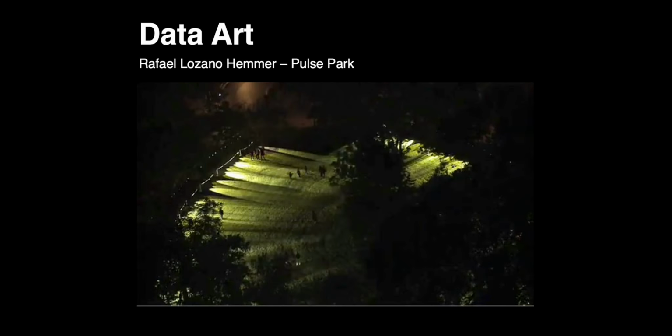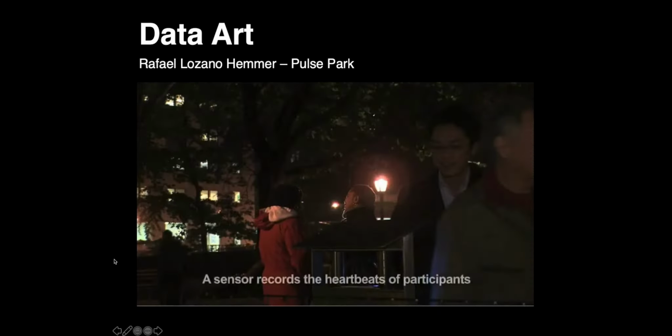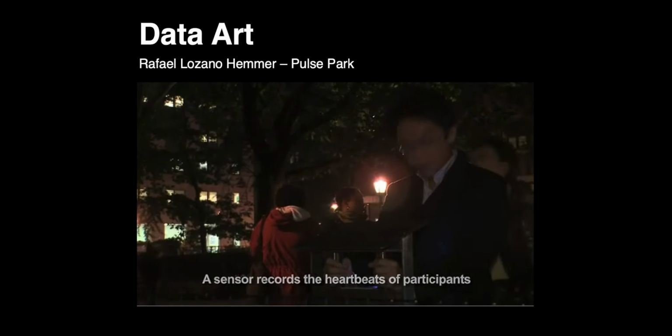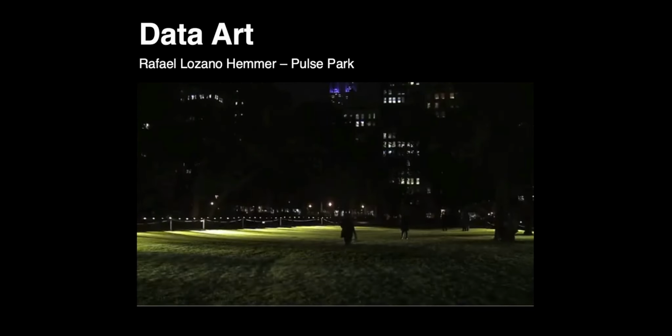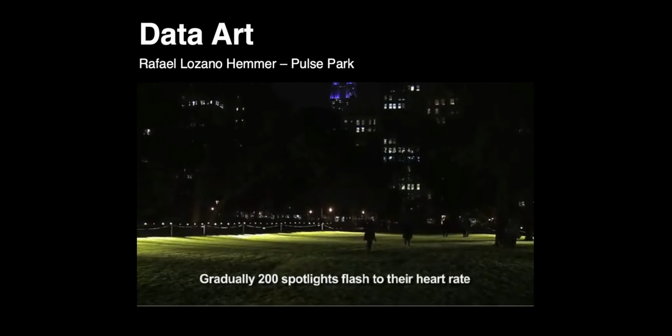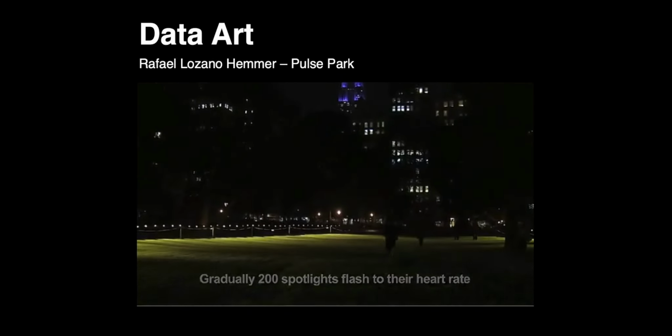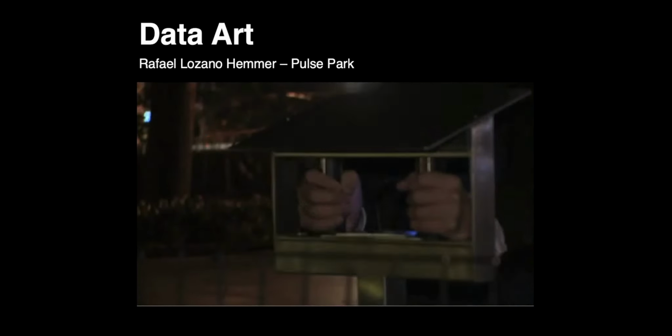So now we're getting into data art. This is a great piece by Rafael Lozano-Hemmer. It's called Pulse Park, and it was actually on display in Madison Square Park in New York City, probably in 2005, I think. It was a little while ago. So let me play some of this. The entire park had lights set up, and at the front of the park there was a sensor that detected your heart rate. When someone walked up to it and held onto the sensors, it detected their heart rate and started flashing the lights all throughout the park based off of their heart rate rhythm.